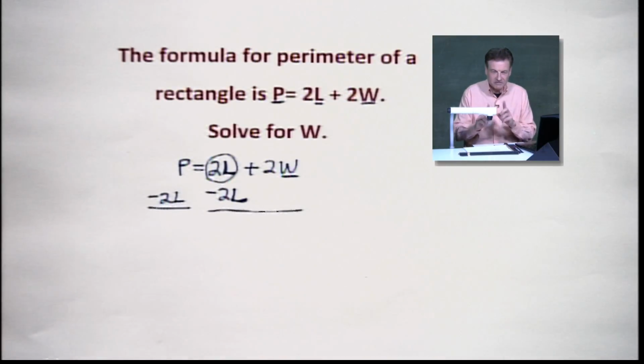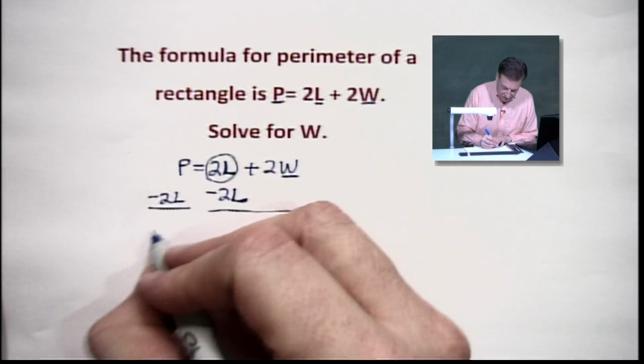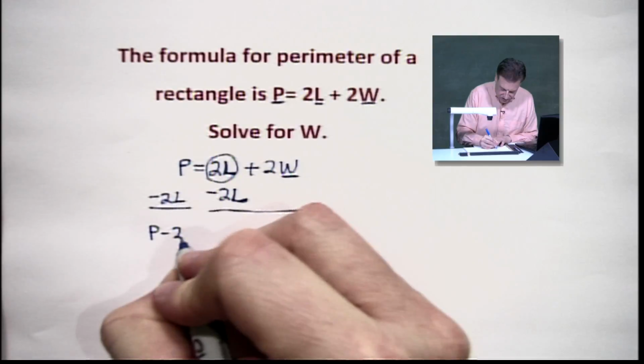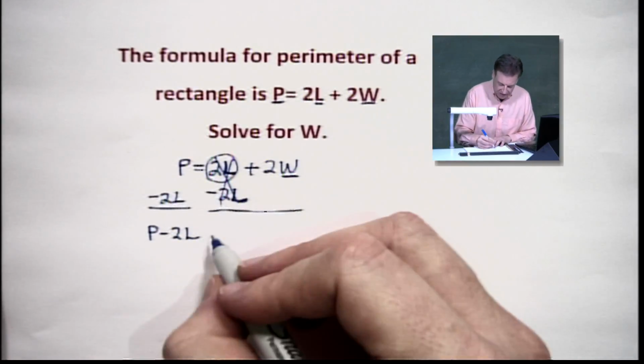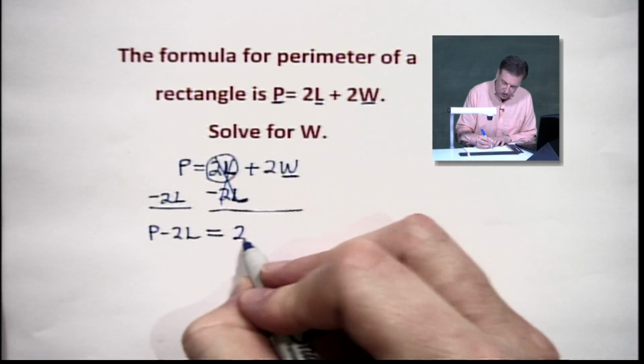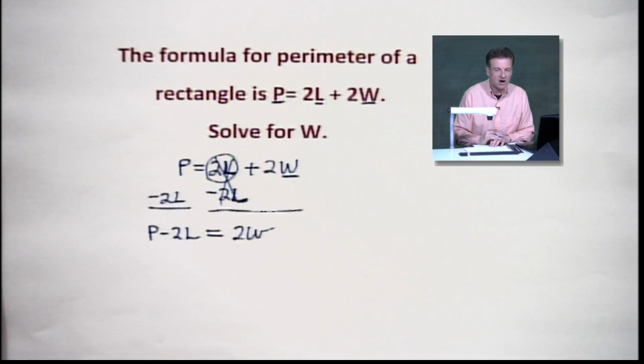Now, be very careful out there, my friends. P's and L's don't work well together. In fact, they just simply say P minus 2L. There you go. These go away. That's the beauty of it. And once again, we have that equaling 2W. 2W there.